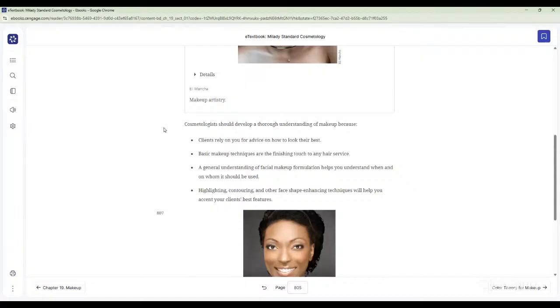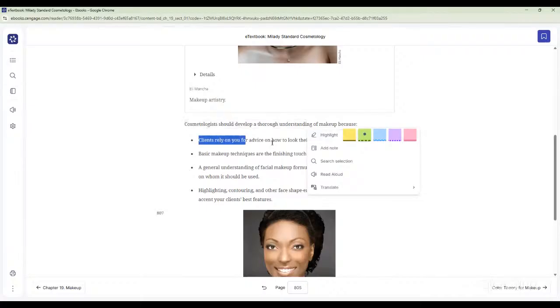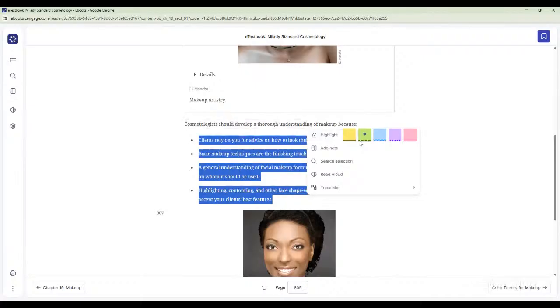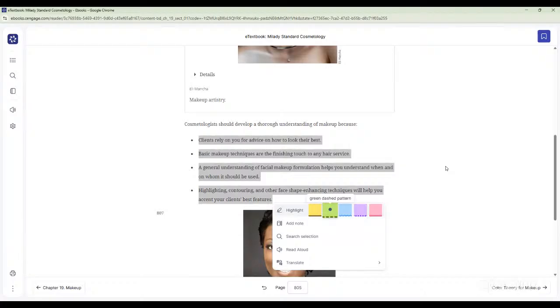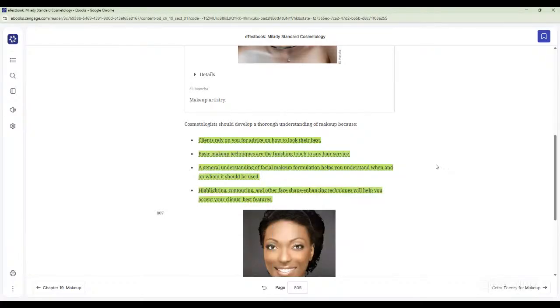As makeup artists, your ultimate job, we're highlighted here for our check-in questions, is to enhance what they already have. We don't go in and make something worse. We enhance what they already have. A cosmetologist should develop a thorough understanding of makeup because clients rely on you for advice on how to look their best. If you're already doing the hair, it makes common sense to finish up.